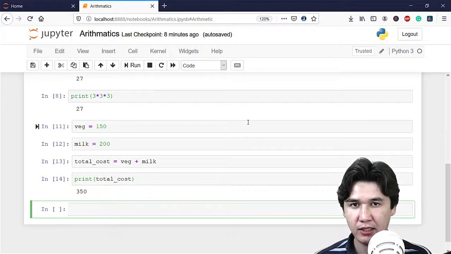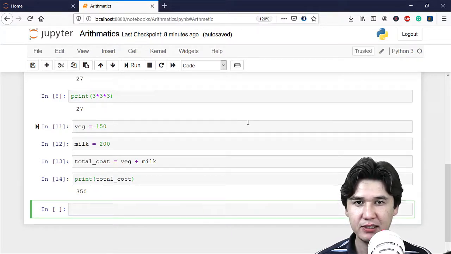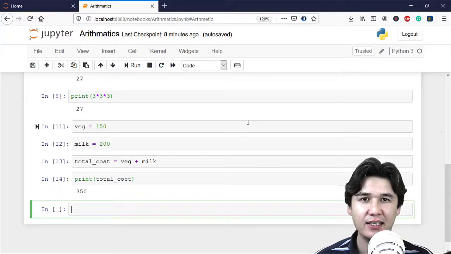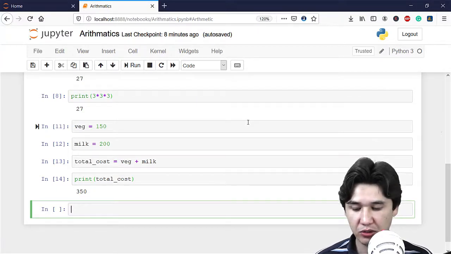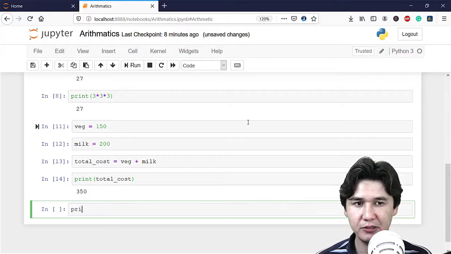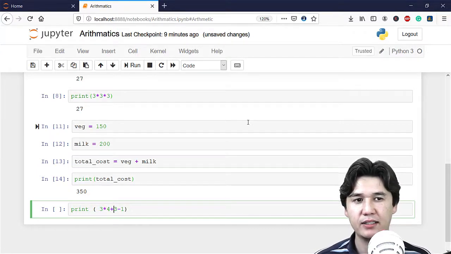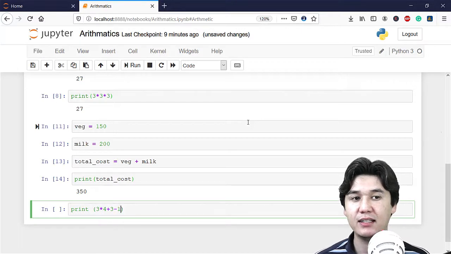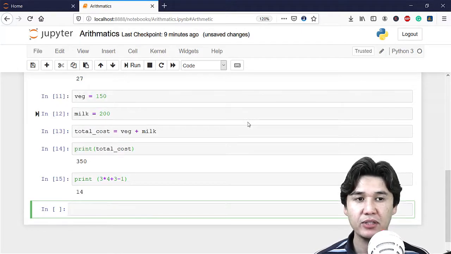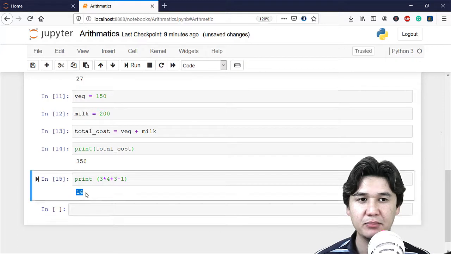Okay, when you have multiple operations in the same equation, what are you going to do? For example, I have print, and we are going to say 2 multiply by 4 plus 3 and minus 1, and what will be the result? It is a little bit confusing. Okay, now when I print, it will just give me 14.